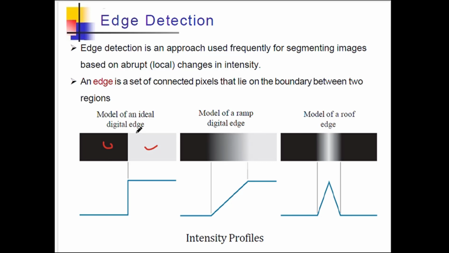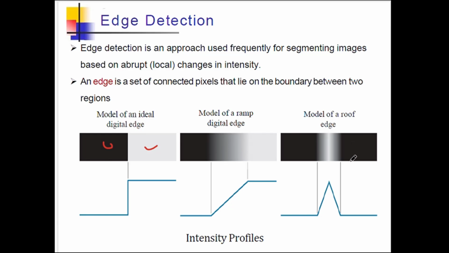This is a model of an ideal digital edge. This is a ramp edge. This is a roof edge. See the ideal digital edge? This is all black and this is all gray level intensity, or we'll take the highest intensity. The transition from this intensity to this intensity is very short. It's like a step. I can say it's a step edge. Now if we see this transition from the dark to the light, it is gradual. It's like a ramp. Now we see the roof edge.